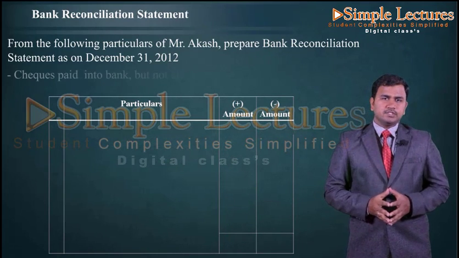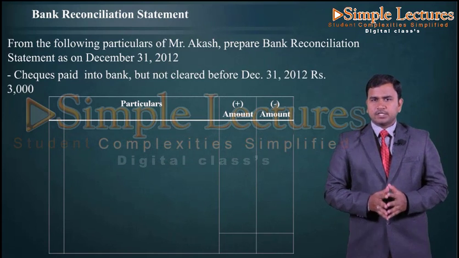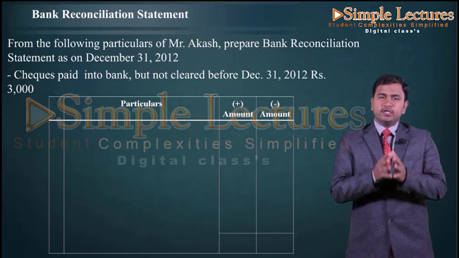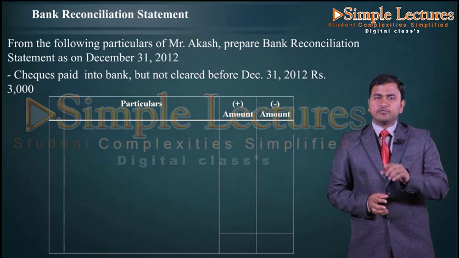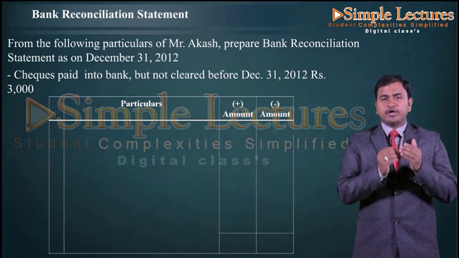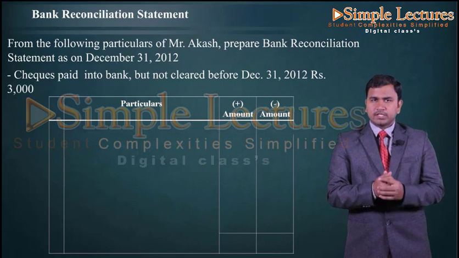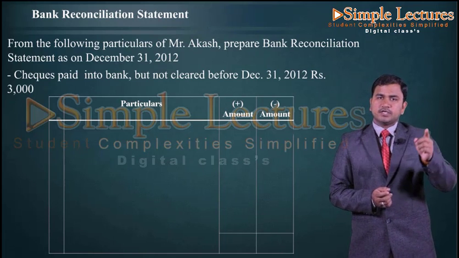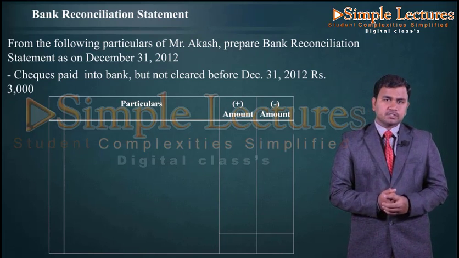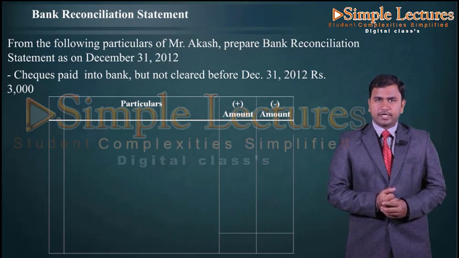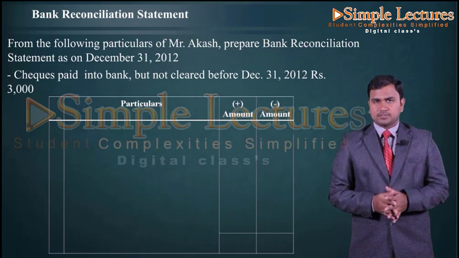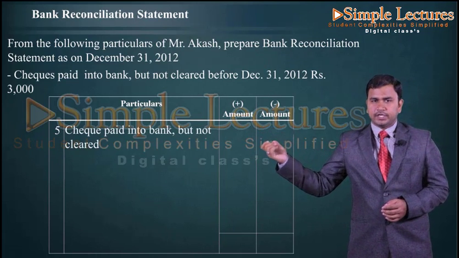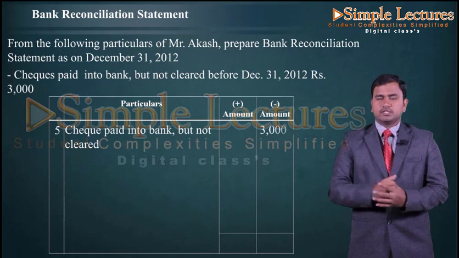The next we have is check paid into bank but not cleared before 31st December 2012. So, here the check was paid into the bank, but it was not cleared. It means that we have deposited the check into the bank. At that time we have added 3,000 rupees into our cash balance, but the same was not added in the bank balance. So, this 3,000 we have to deduct to find the balance as per the passbook. So, the serial number 5, check paid into the bank but not cleared, in negative amount column 3,000.